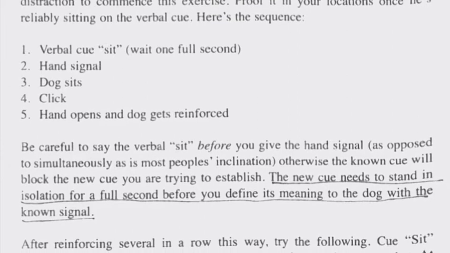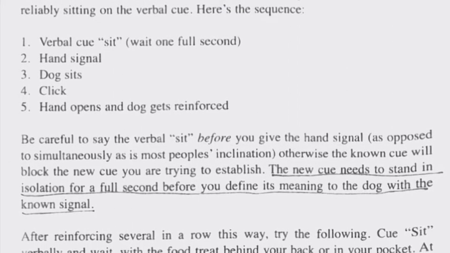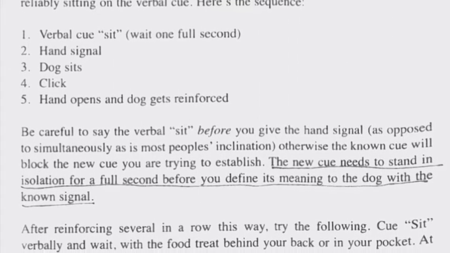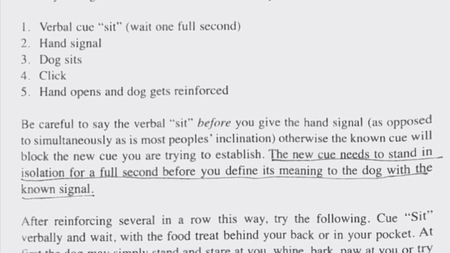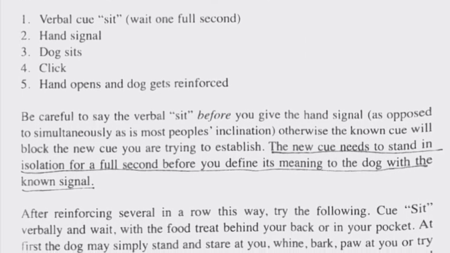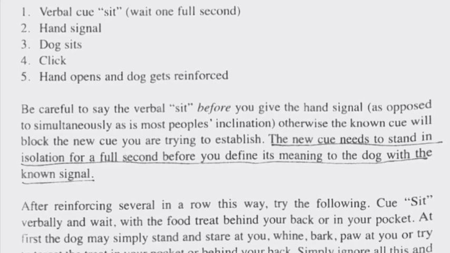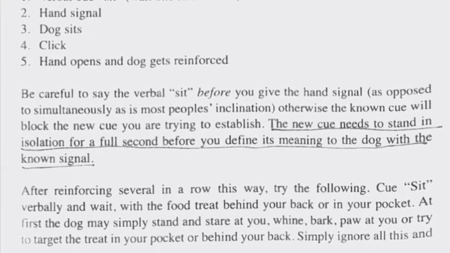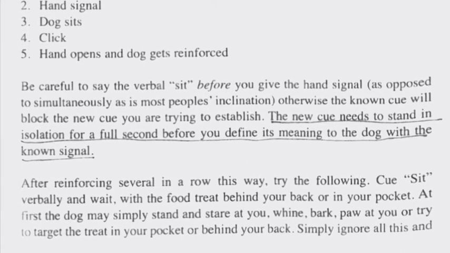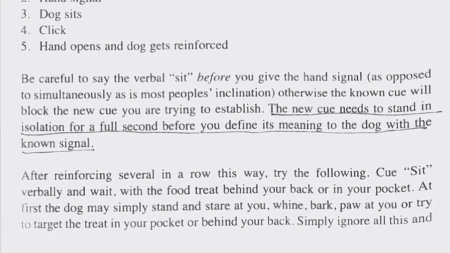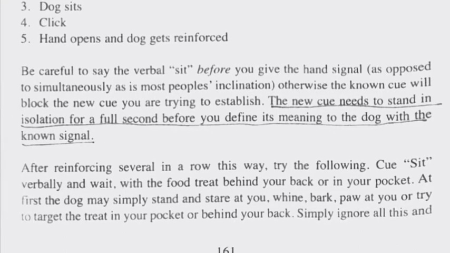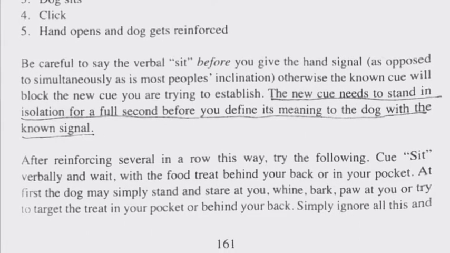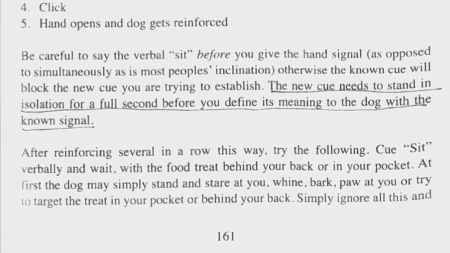The new cue needs to stand in isolation for a full second before you define its meaning to the dog with the known signal. After reinforcing several in a row this way, try the following. Cue sit verbally and wait, with the food treat behind your back or in your pocket. At first, the dog may simply stand or stare at you, whine, bark, paw at you, or try to target the treat in your pocket or behind your back.